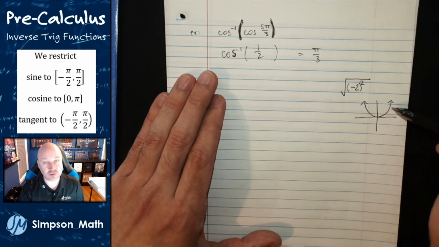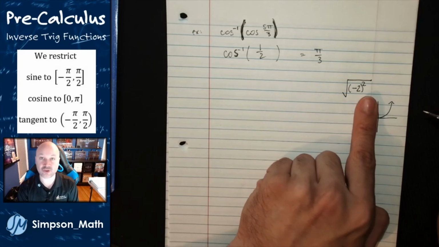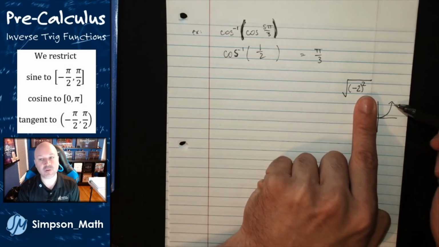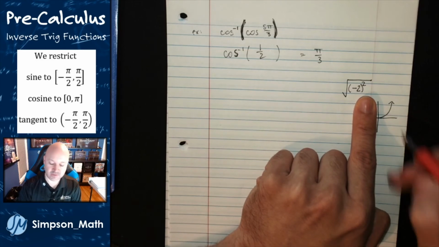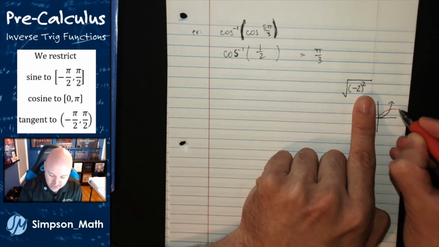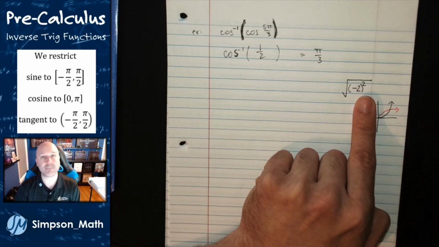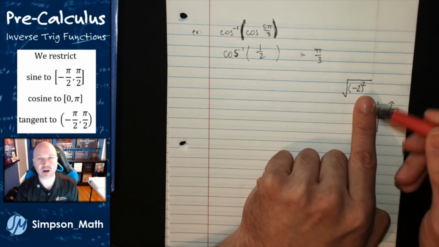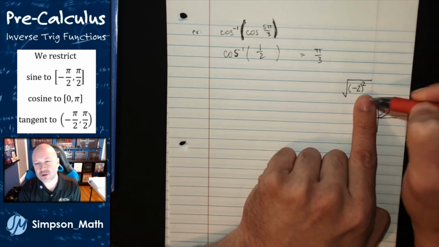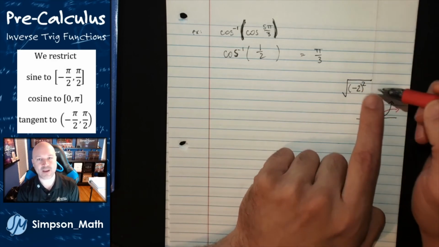Parabolas are not one-to-one functions. We have to restrict their domain from 0 to pi, and then the inverse of that is the square root function, which looks like this. But it's only defined from 0 to infinity. There is no negative talk. So this undoing doesn't always quite work.